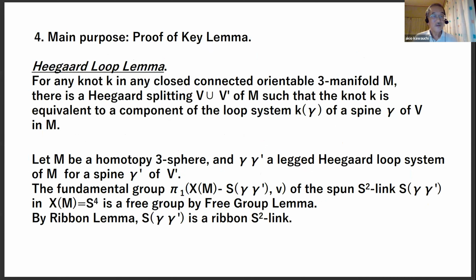The main purpose is a proof of the key lemma. So I need the Heegaard loop lemma: for any knot K in any closed connected orientable three-manifold N, there is a Heegaard splitting V and V' of N such that the knot K is equivalent to a component of the loop system K_gamma of a spine of V in N.